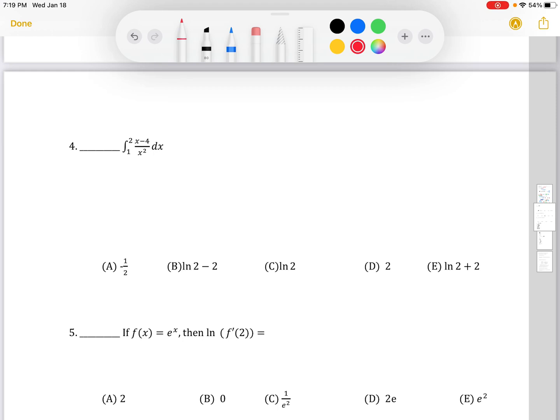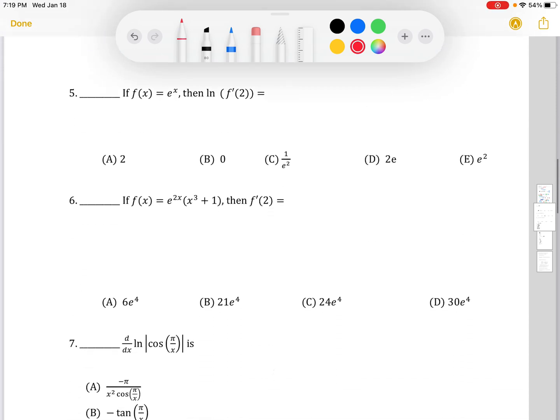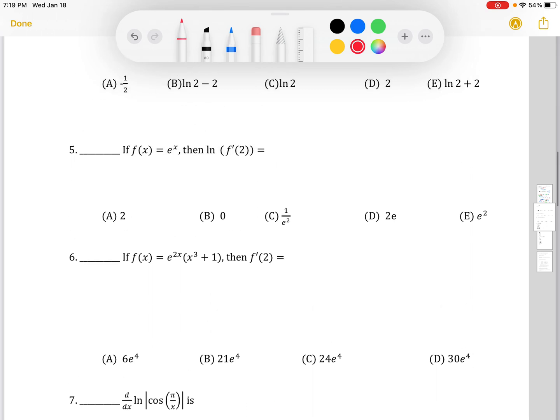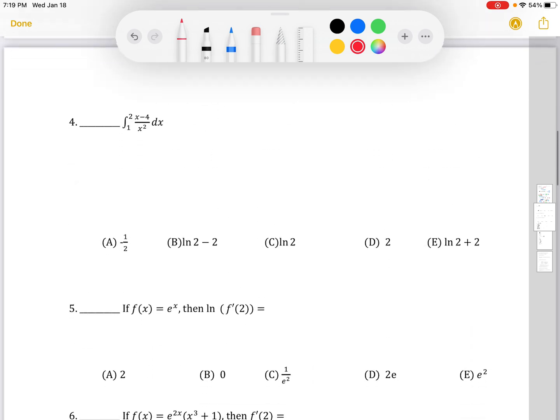Alright, so in the second video here, we're going to do numbers 4, 5, 6, and 7 in the multiple choice AP style. So right off the bat, we have a definite integral. I'm going to use U substitution. At least that's my initial plan.